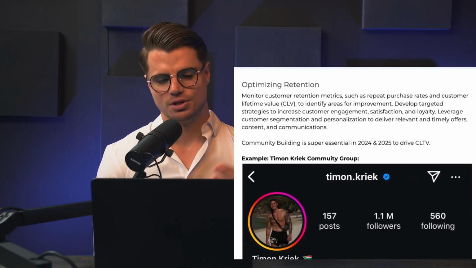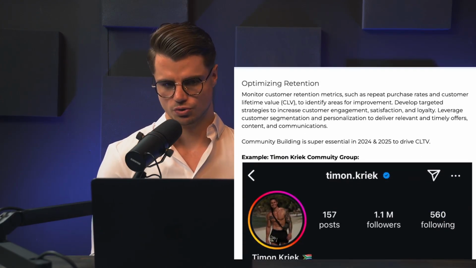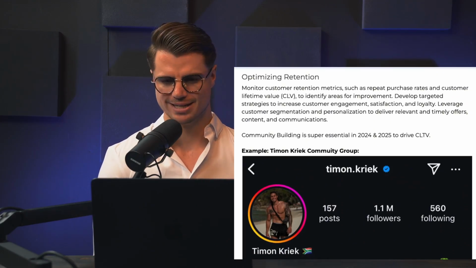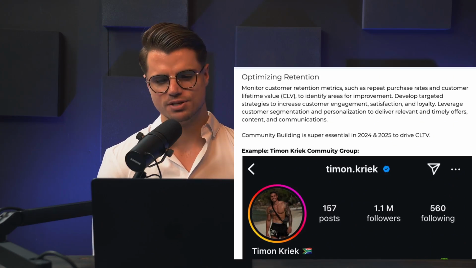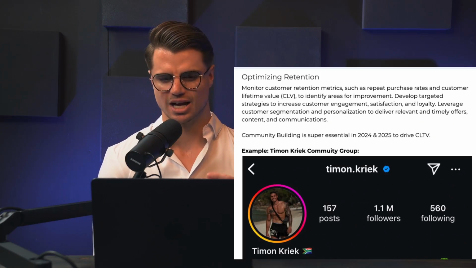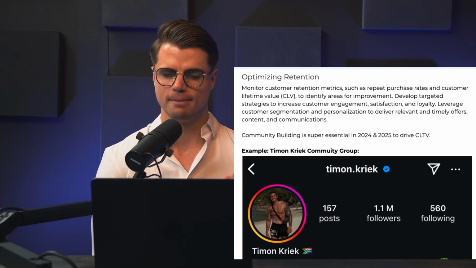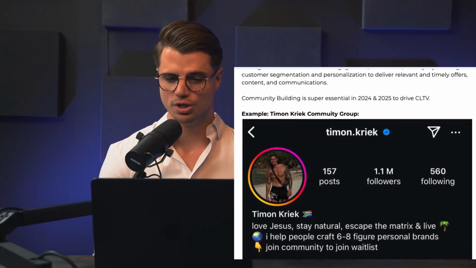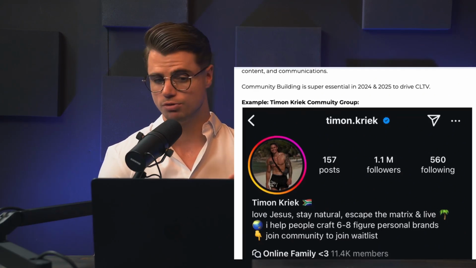So now optimizing retention. Now, this is obviously getting closer to the last bits of what you need to do. So monitor customer retention metrics such as repeat purchase rates and customer lifetime value to identify areas for improvement, develop targeting strategies to increase customer engagement, satisfaction, and loyalty, and leverage customer segmentation and personalization to deliver relevant and timely offers, content, and communications. So then you have community building. It's super easy and essential, obviously, in 2024 and 2025 moving forward.